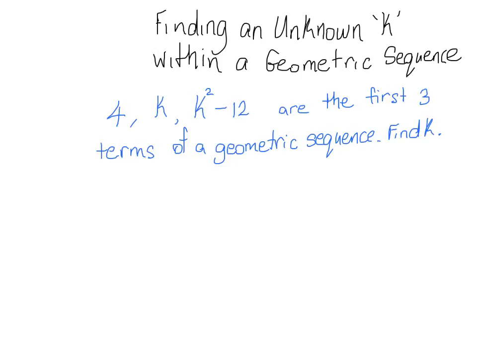In this video, we're going to look at how to find an unknown in a geometric sequence. So for example, you have three terms, 4, k, and k squared minus 12, and we're looking for what k is.